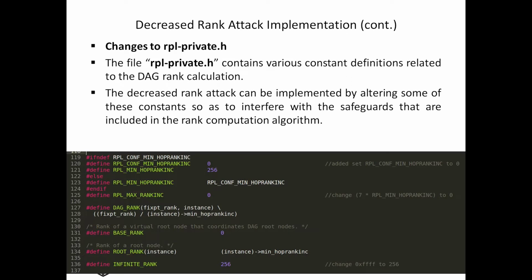Now, the changes to carry out in rpl-private.h. It contains various constant definitions related to the directed acyclic graph rank calculation. So the decrease rank attack can be implemented by altering some of these constants so as to interfere with the safeguards that are included in the rank computation algorithm. As we can see in line number 120, that is where we perform a change.